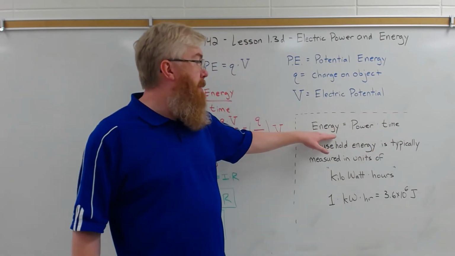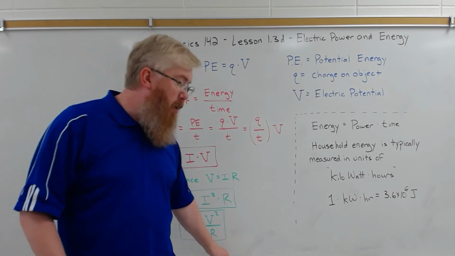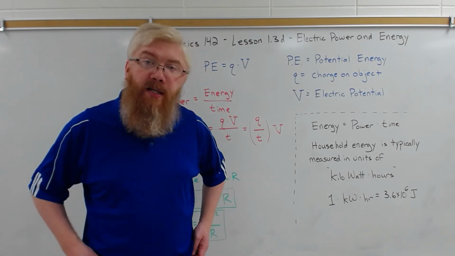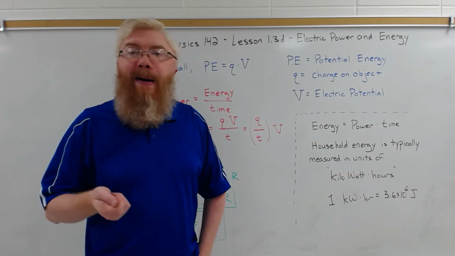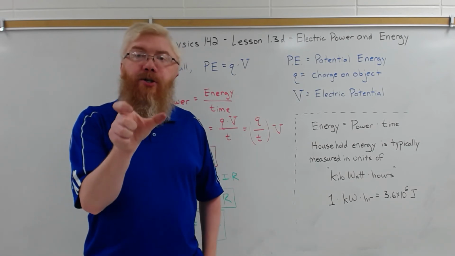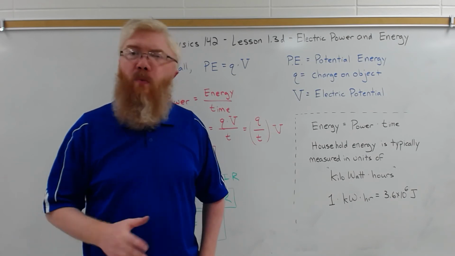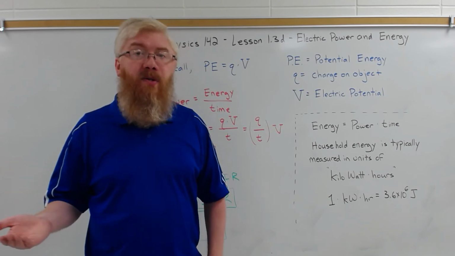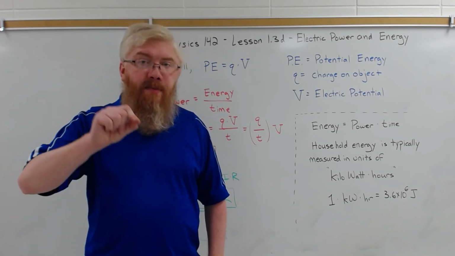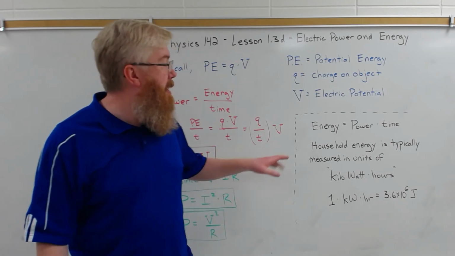Typically the SI unit for energy is the joule, but your electric company doesn't use those units because most people don't know what a joule is. If you've ever read your power bill, you'll see that the energy is typically given in a unit called a kilowatt hour. Really odd unit. Kilo meaning 1,000, right? Kilowatt means 1,000 watts, times hours. So it's a combination of units. But if you think about it, it makes sense.